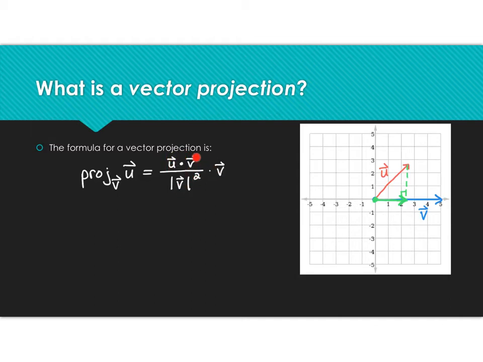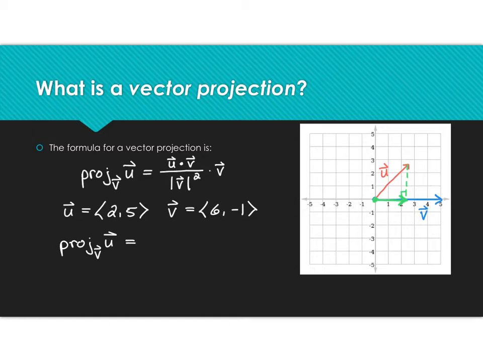So this should be a number. The dot product gives us a number. Magnitude squared gives us a number. Vector v is a vector. So we're going to end up with some fraction times vector v. So let's take these two vectors here. U is 2, 5. V is 6, negative 1. What is the projection of u onto v?